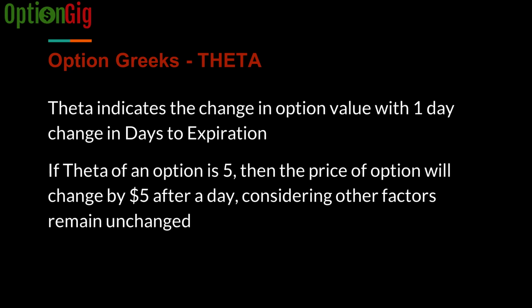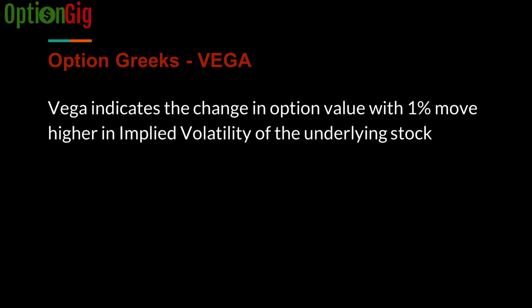Next option Greek is Vega. Vega indicates the change in option value with a 1% move up in the implied volatility of the underlying stock. If you recall, the extrinsic value was determined by time to maturity, volatility, and interest rate. Now Vega tells you the impact on the option pricing because of the change in volatility.